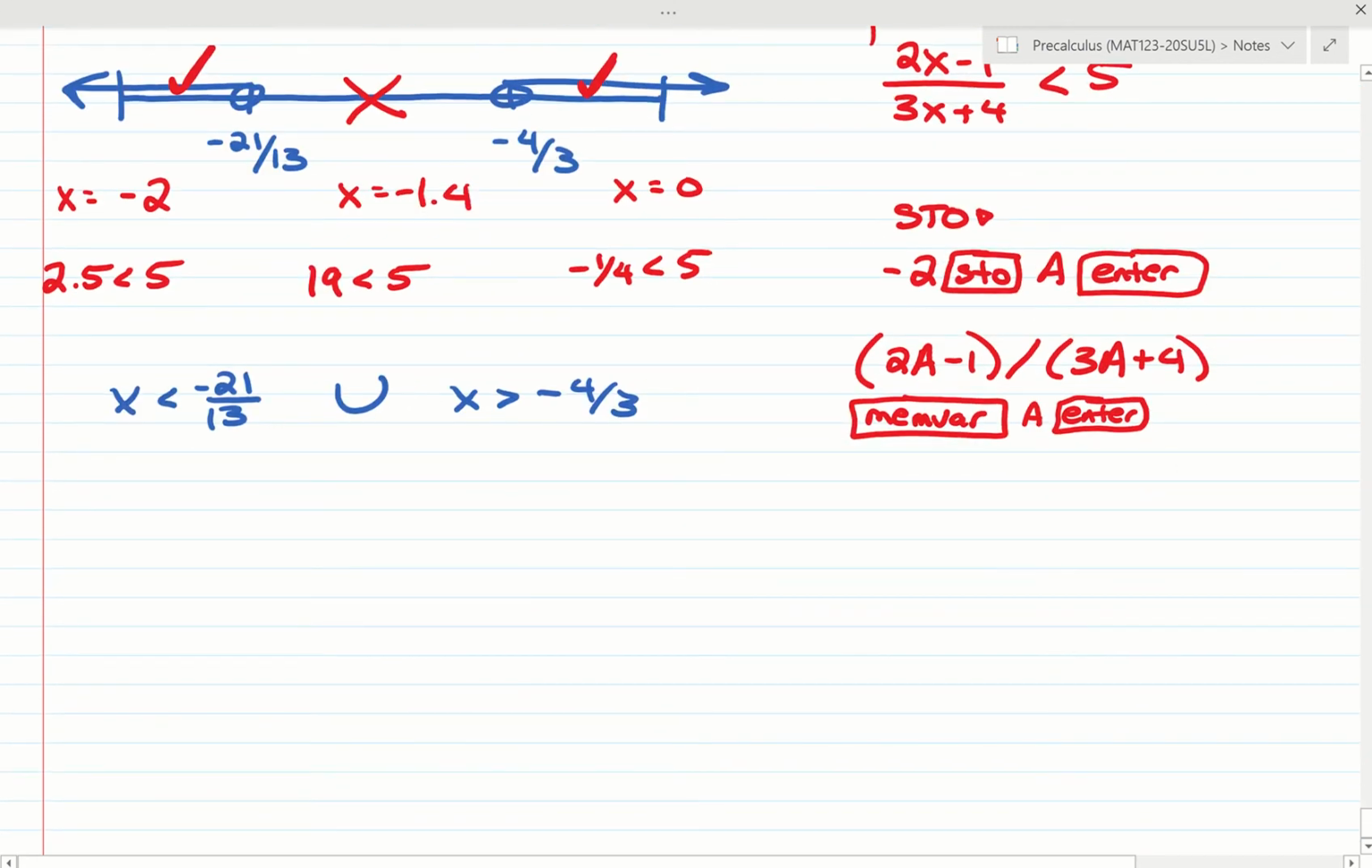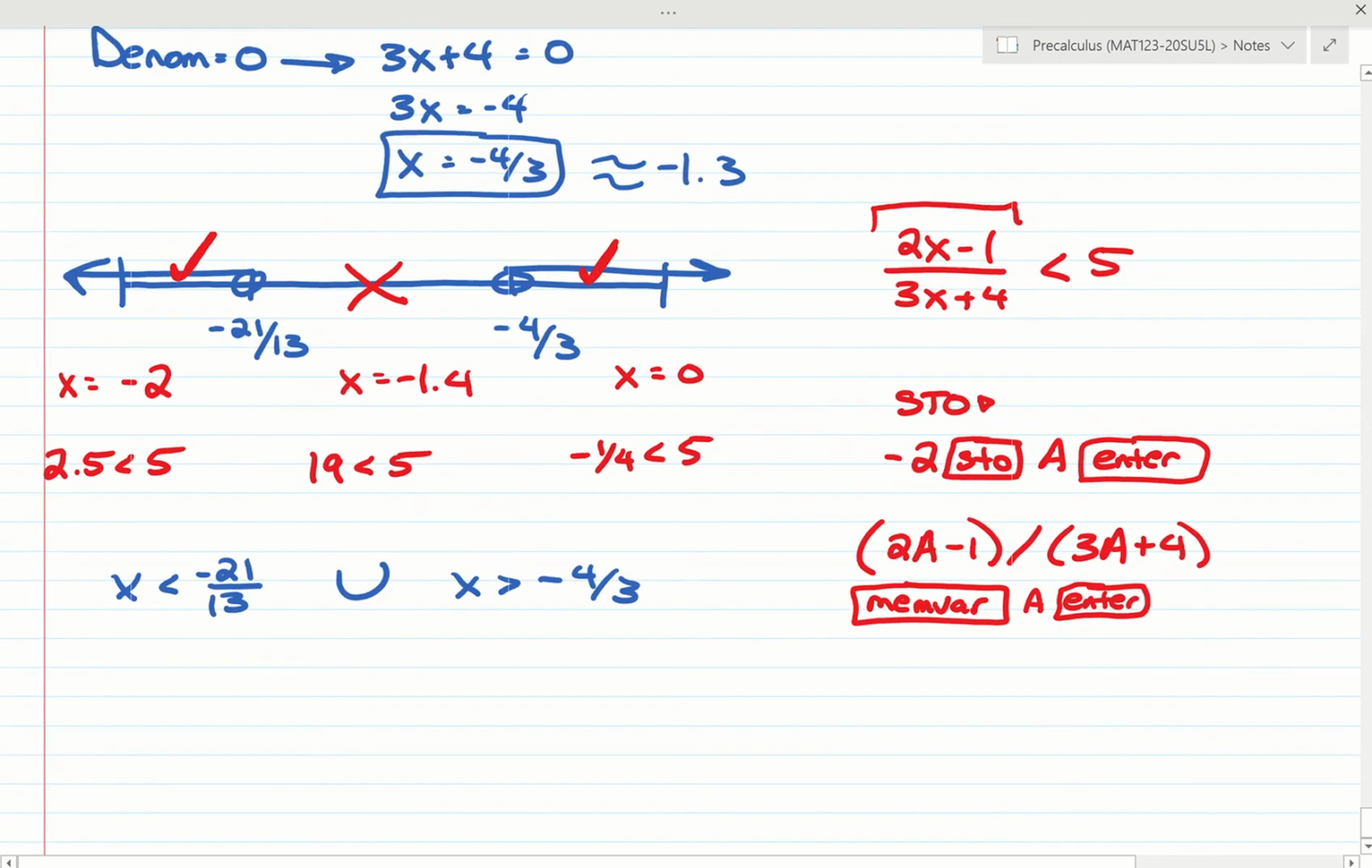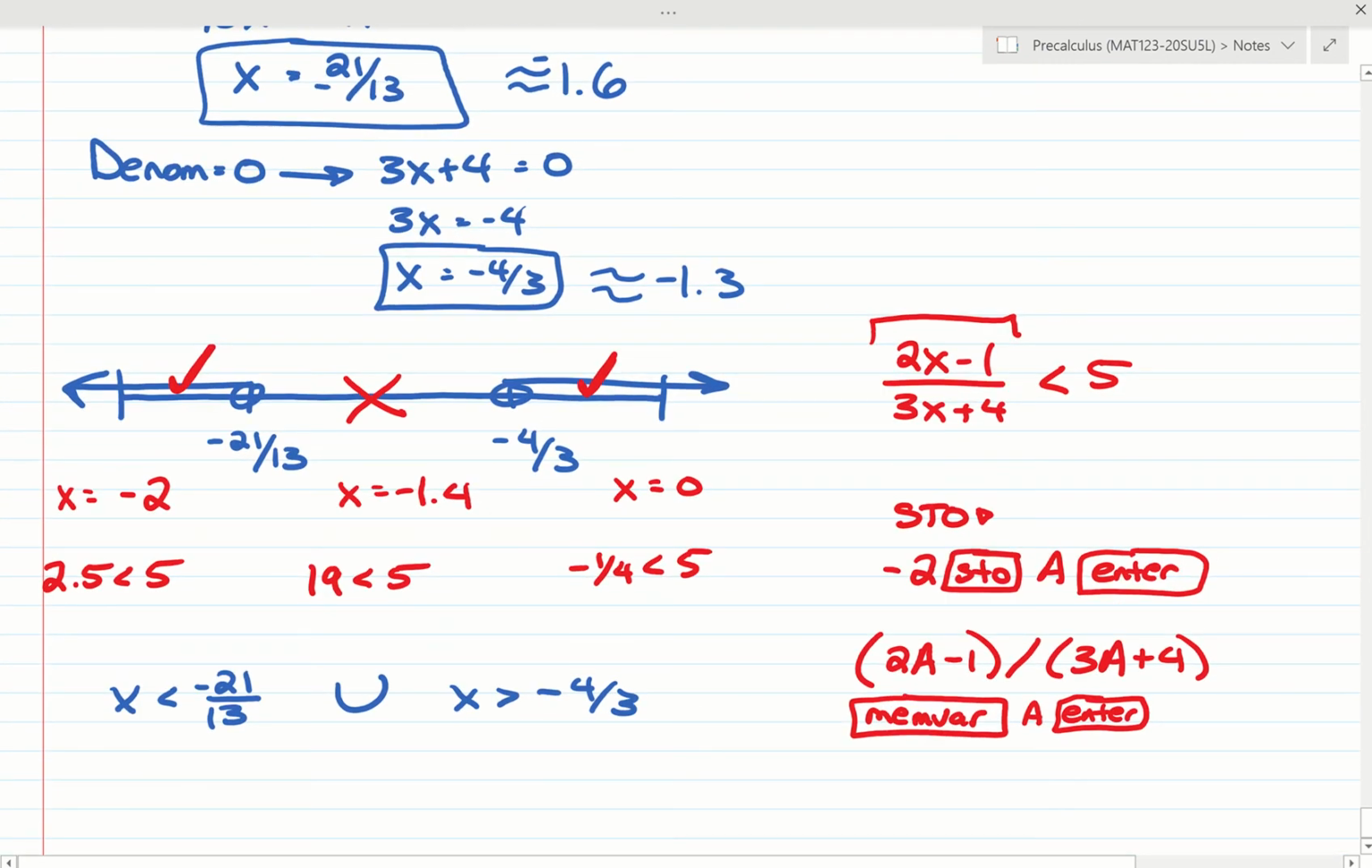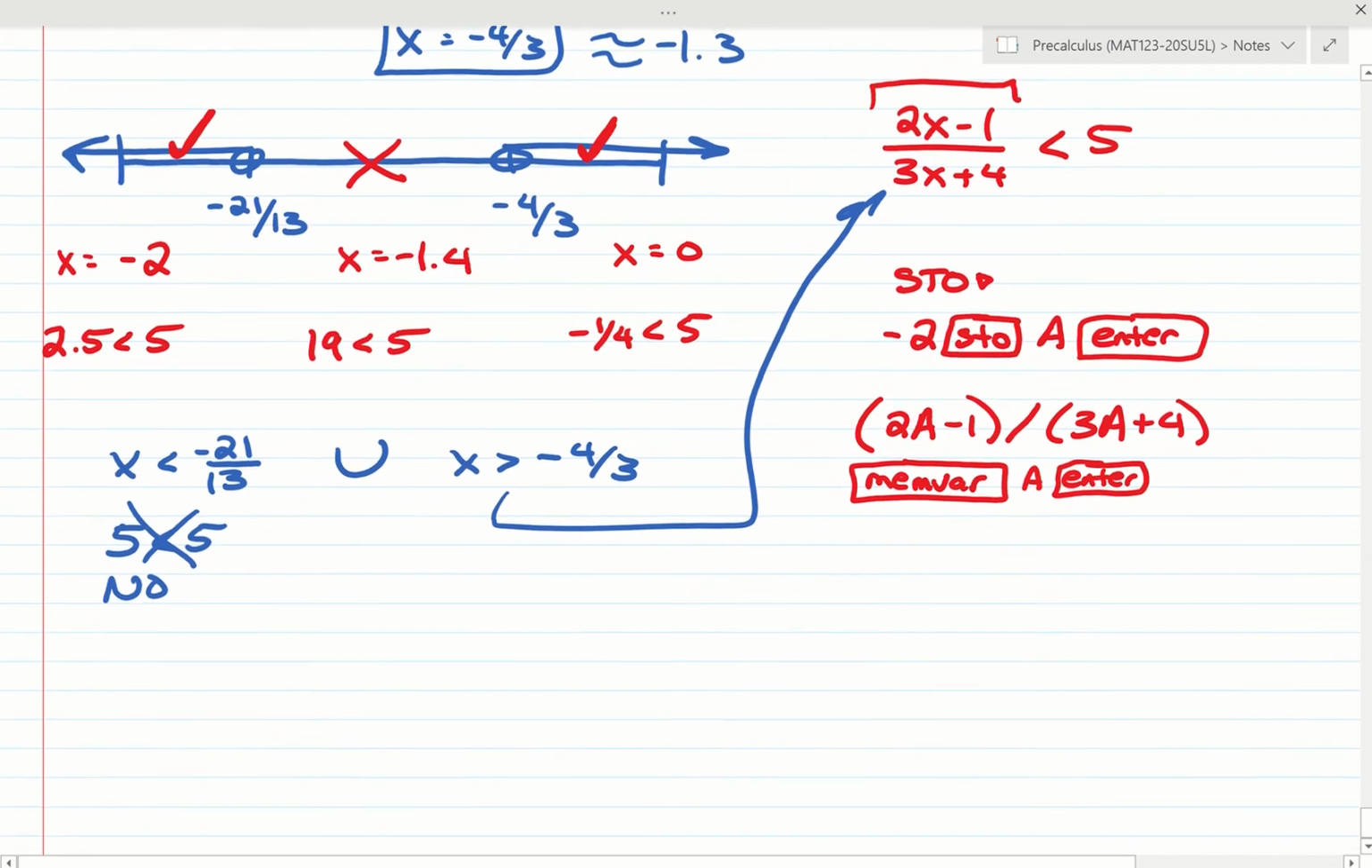So if I store -21/13 for A, go back, my calculator is telling me 5 is less than 5. Well, that's not true. It's equal to, but that's not what we're looking for. And how about -4/3? Store for A. And my calculator is telling me domain error because that number makes our denominator 0. So we're not going to include any of those.